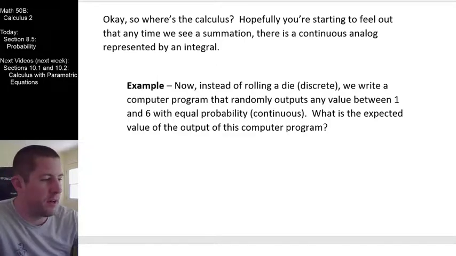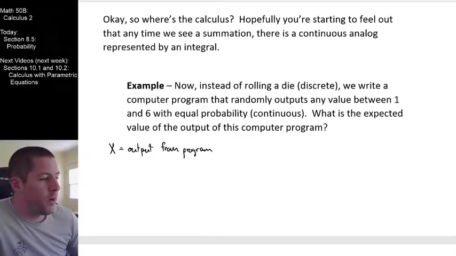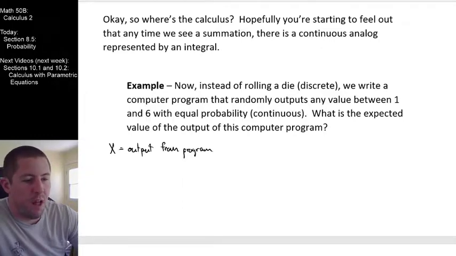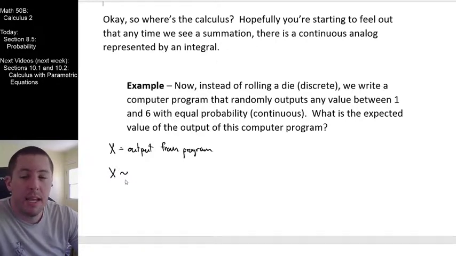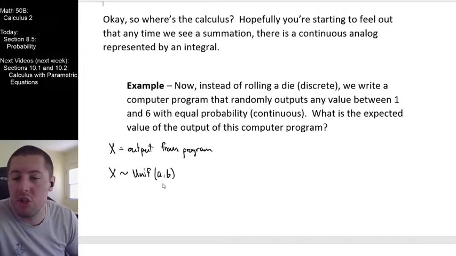So let's define a few things for ourselves. Let's define the random variable X to be the output from the computer program. We want to identify what kind of distribution it's following, right? So here we're going to use the little tilde symbol. That says the variable X, which by the way is typically written as a capital letter, is distributed according to the uniform distribution with bounds from a to b. This is our general notation for indicating what distribution a variable follows.